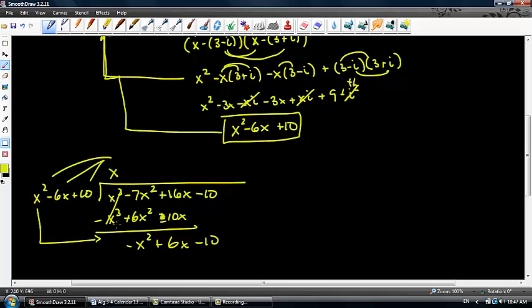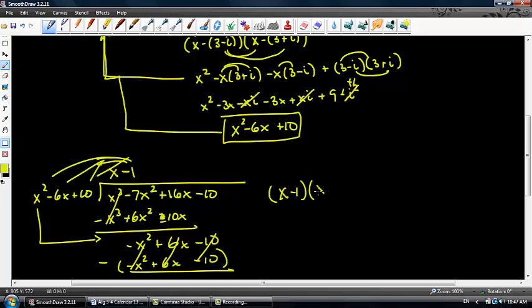X squared goes into negative x squared, negative 1 times. I'm going to redistribute. I should get negative x squared plus 6x minus 10. What do you know? When I subtract that whole thing, everything goes away. So my final factor is x minus 1, and then it's going to be x minus 3 minus i, and then x minus 3 plus i.